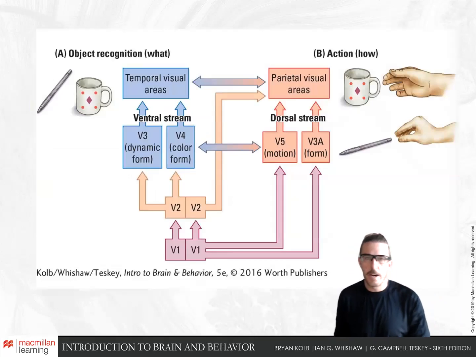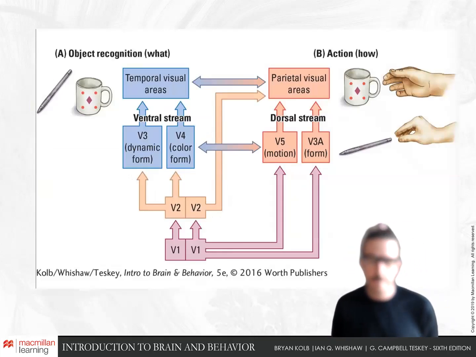Okay, so here's a final diagram showing the information from V1 going to V2 and then also on to V5 and V3. The pathway to V5 and V3 ends up at the parietal areas, taking that magnocellular information from the retina, kept separate in V1 in those different areas, onto the dorsal stream to represent information about motion and form.